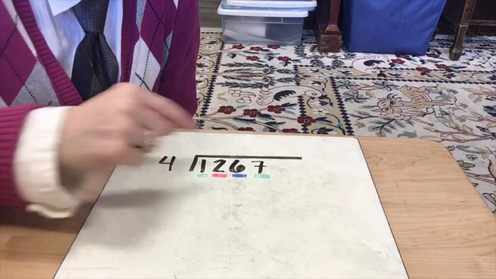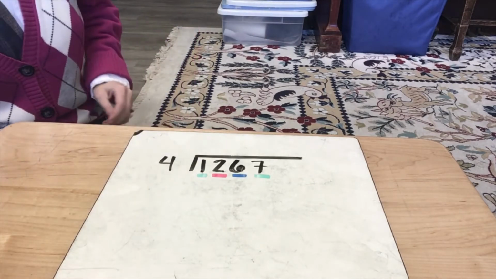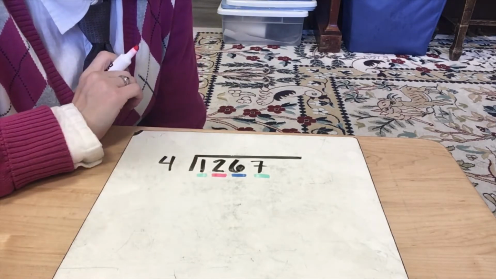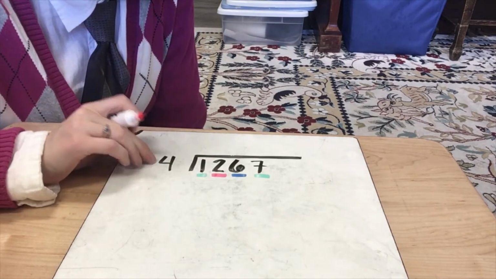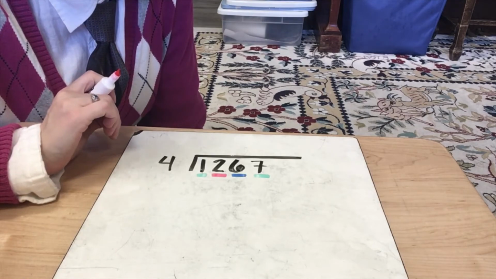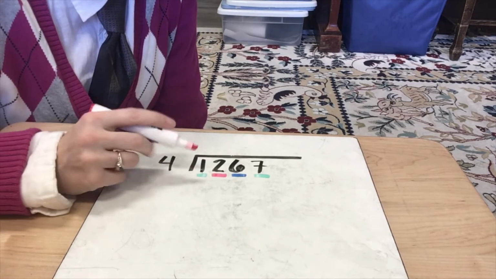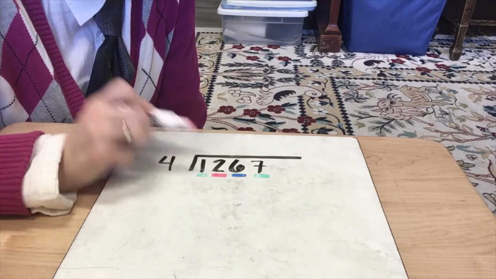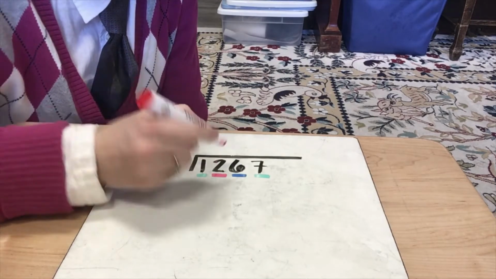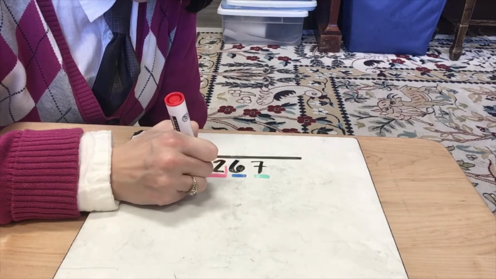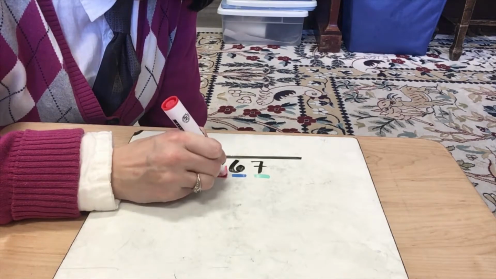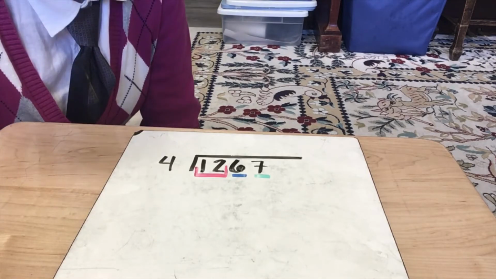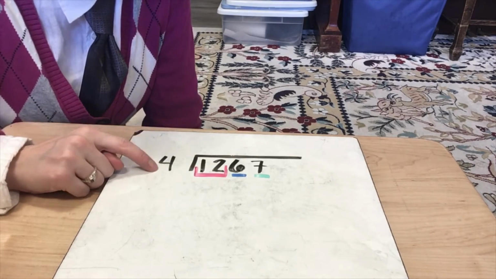So each one of these we want to share out. But right off the bat you're going to see an issue. There is only 1,000, but I need to make 4 groups. So what I am going to do is I would exchange, get 10 of the hundreds plus the 2 I already have, and here you can see where I now have 12 hundreds to share out amongst 4.